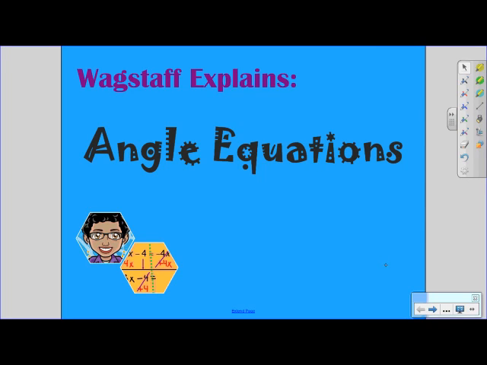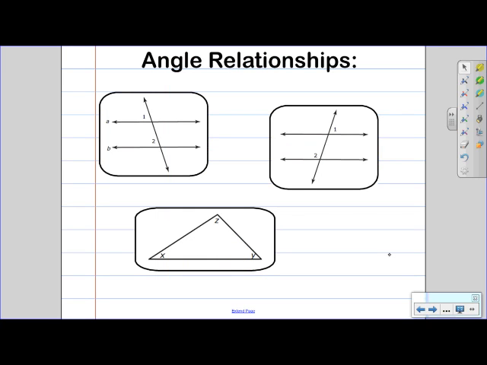Today's topic, angle equations. Let's review our angle relationships. In this first diagram here, we have angle 1 and angle 2. These two angles are actually corresponding angles, which means that their angles are equal.